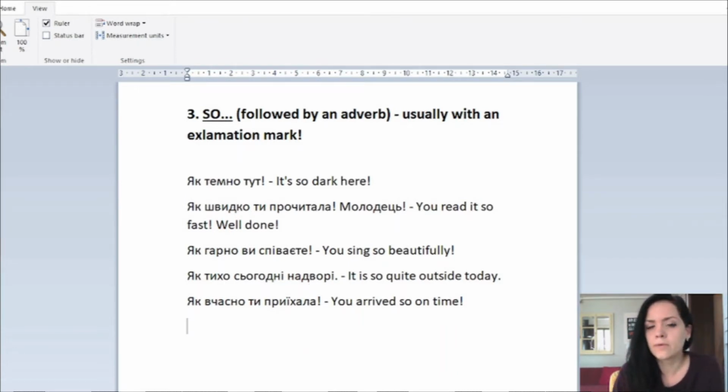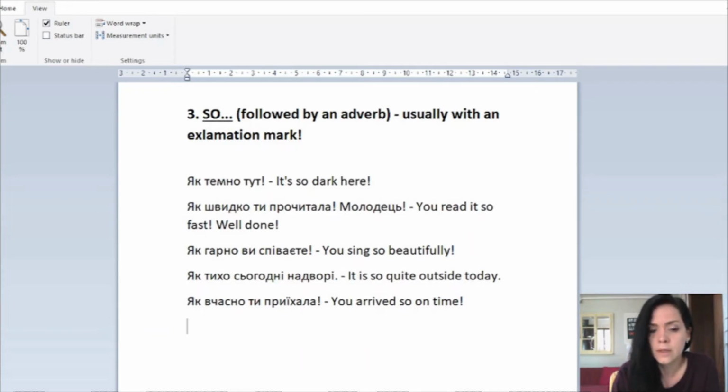Another instance, number 4. Як тихо сьогодні на дворі? It is so quiet outside today. Okay, so our adverb here is тихо. Як тихо means so quiet. Сьогодні means today, and на дворі means outside. Okay, so як тихо сьогодні на дворі means it is so quiet outside today.